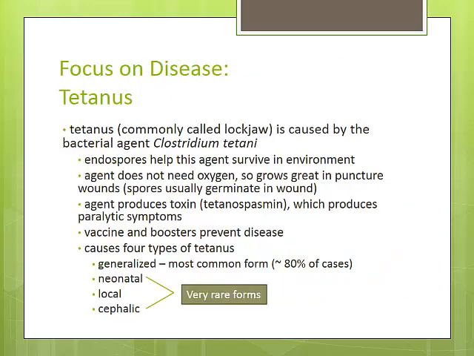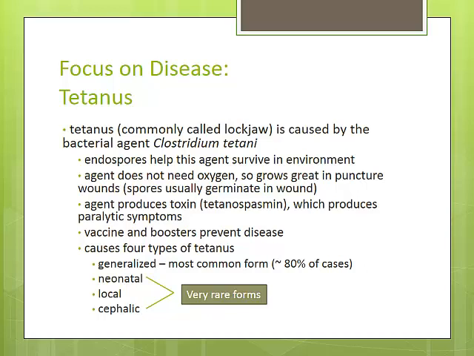All right, so let's apply what we've been talking about so far with a focus on disease. We're going to focus on the disease tetanus, which is commonly called lockjaw. It's caused by the bacterial agent Clostridium tetani. You might remember from a few slides back, I mentioned the genus Clostridium as one of those genera capable of producing endospores. That's why we're talking about this guy, because endospores help Clostridium tetani survive in the environment. It can withstand all types of things that most bacteria would not be able to.